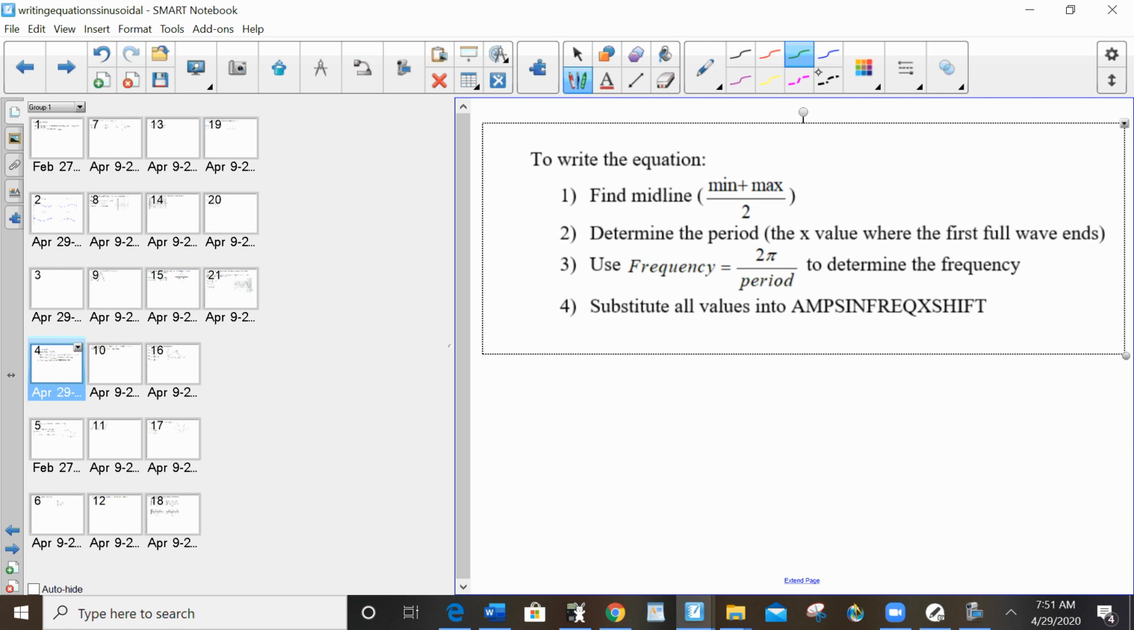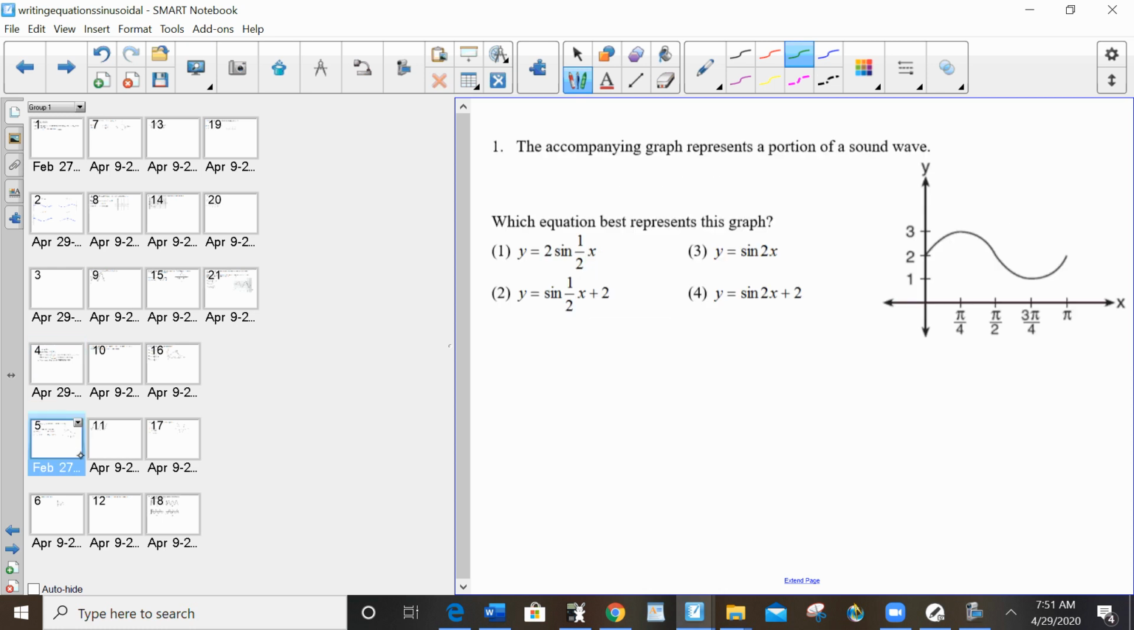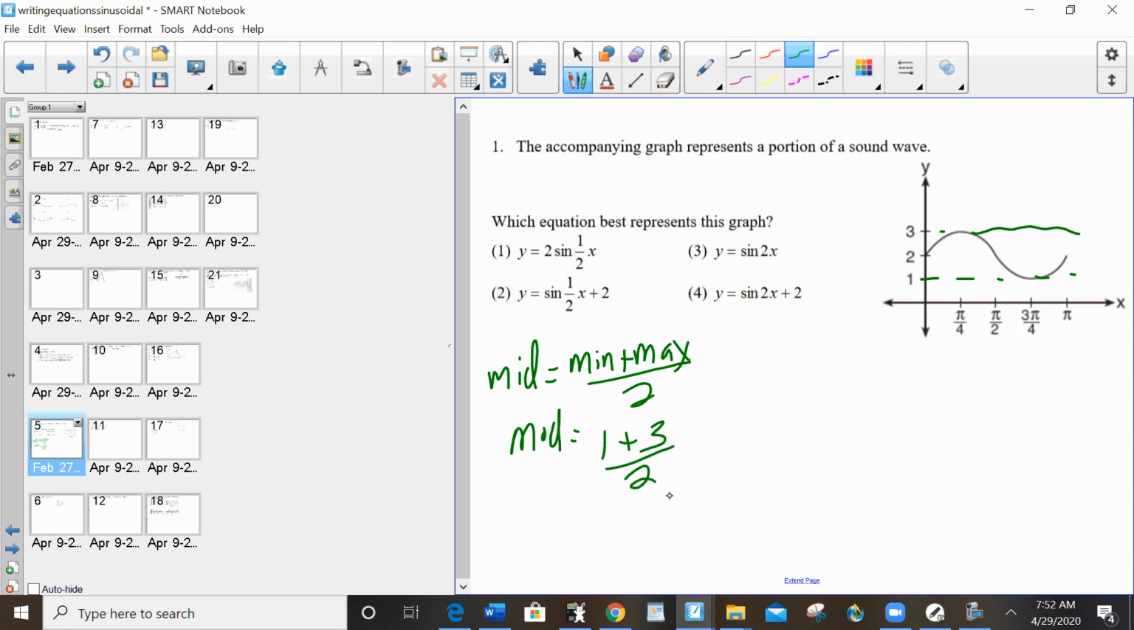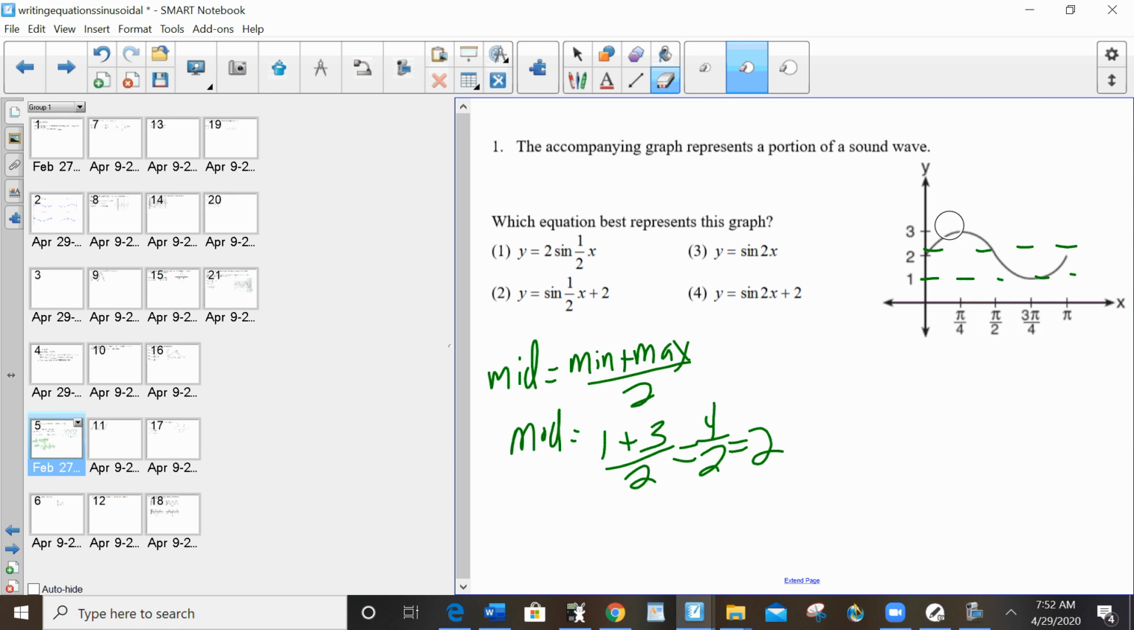So the midline is the min plus max over 2. So we're going to start with that. So the min is 1, and the max is 3. 1 plus 3 is 4 over 2, which is 2. So I want you to draw in the midline. In fact, I wouldn't really draw in the min and the max. I just did that so you could see it, but it can get a little confusing with so much stuff there.